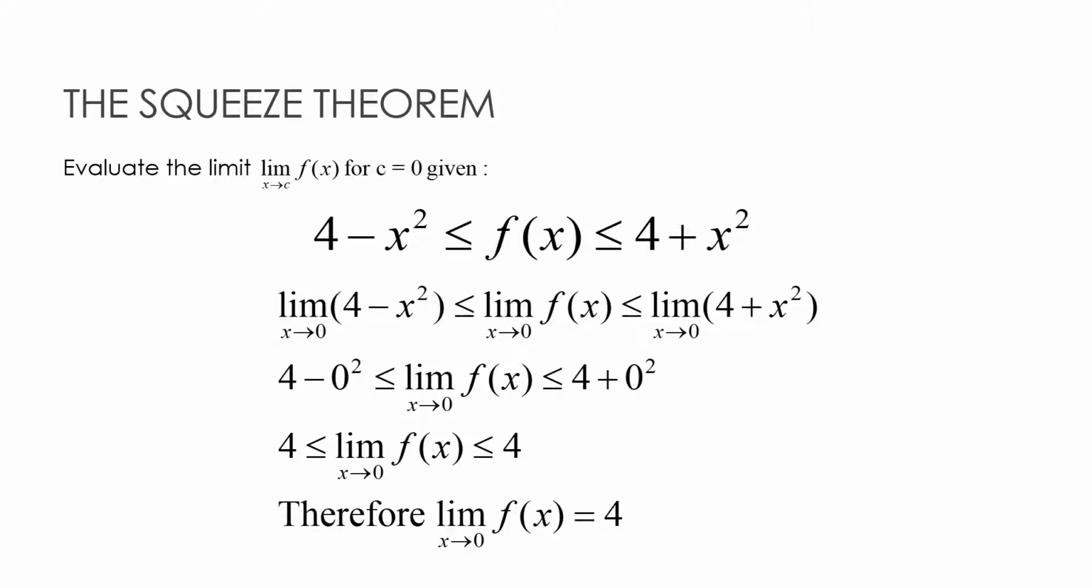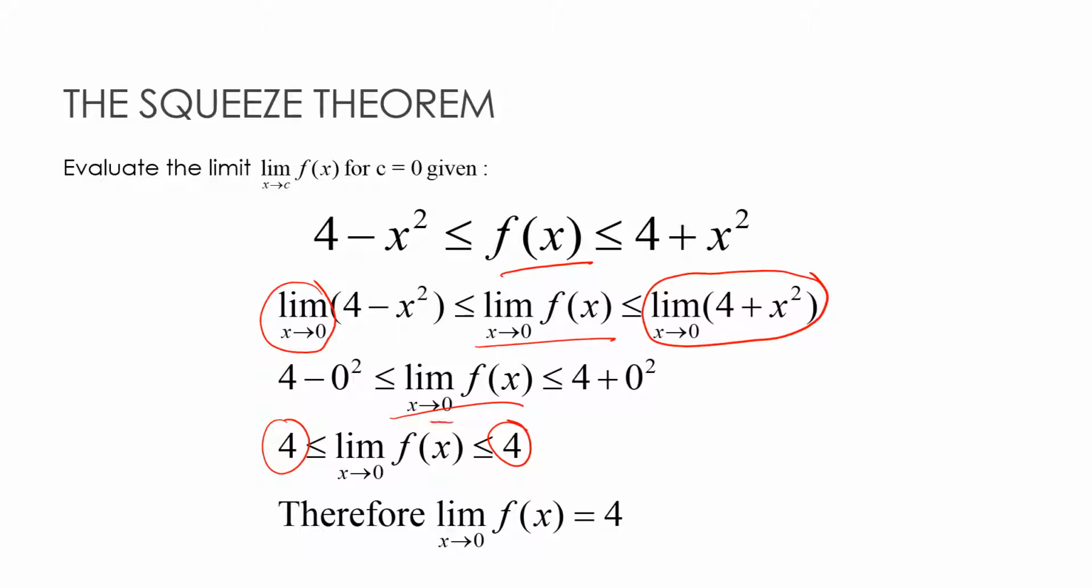So again, here's how we might see that. We have 4 minus x squared and 4 plus x squared, which would be like our lower and upper function. And if I'm finding the limit as x approaches 0 of these functions, and the limit of each of those functions is 4, even though I have no earthly idea what the function f of x is, I know that that limit must be 4.